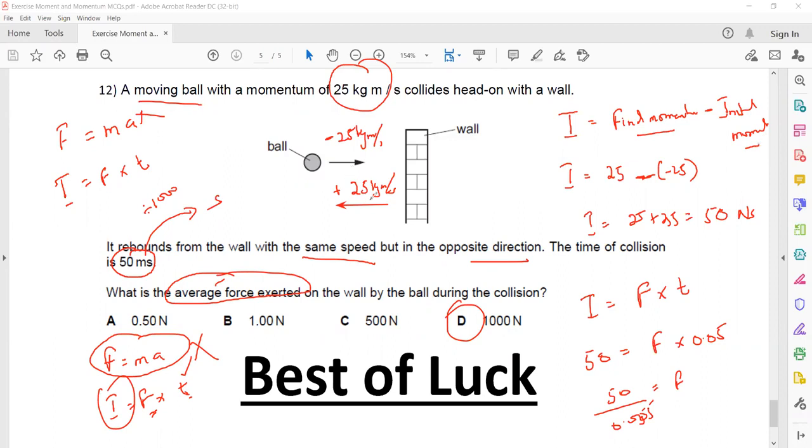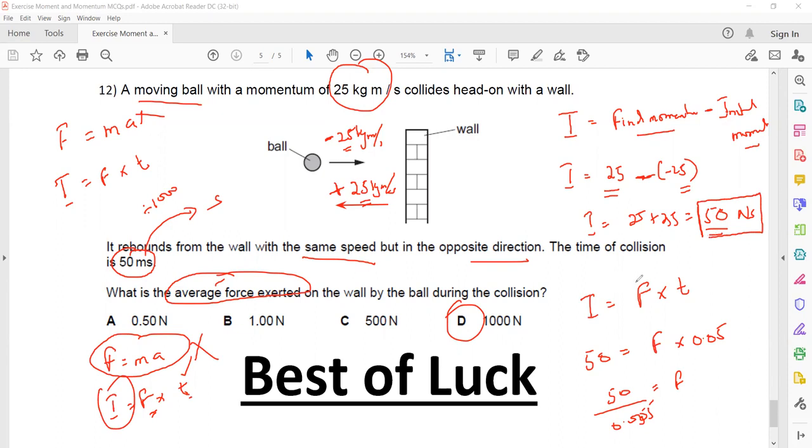The final momentum is 25 and the initial momentum is minus 25. Why? Because the directions are opposite. So if the final is positive, the initial one should be negative. And when you calculate the change in momentum, it is final minus initial. So final is 25, initial is minus 25. When you solve, you will get impulse as 50 Newton second.